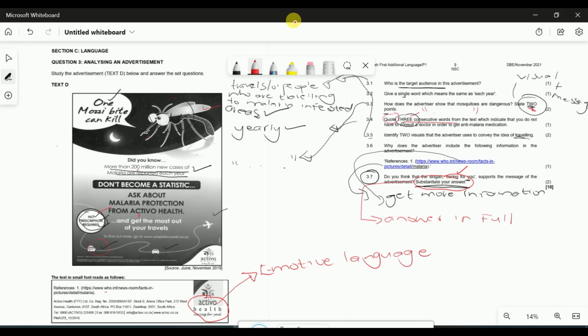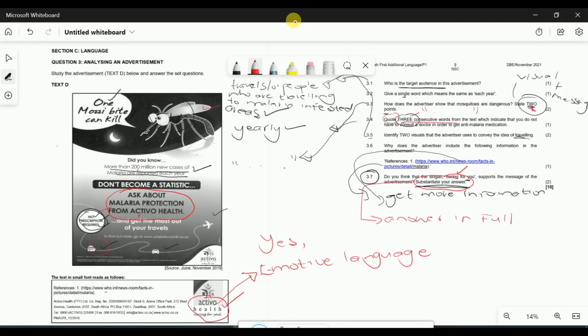We'll say yes. Yes, the advertiser talks about the dangers of mosquitoes, which include, for example, that more than 200 million cases are reported. And then also the advertiser uses emotive language in the slogan to show that they are actually caring for people. And how are they caring for people? They have the malaria protection plan from Activo.